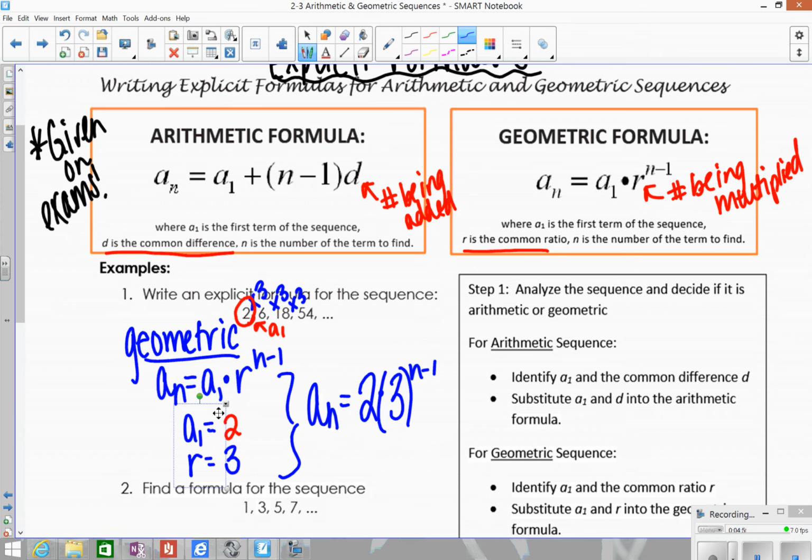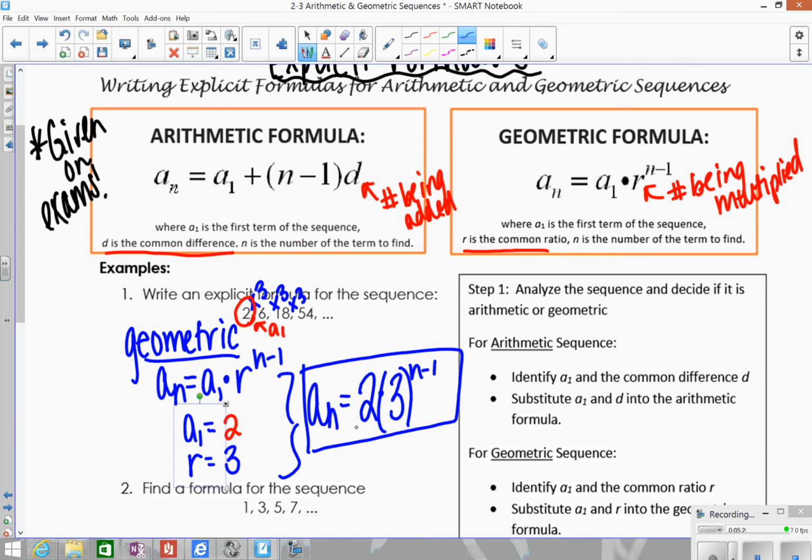So essentially all I did was plug in the 2 for a1, 3 for r, and I keep the n minus 1. And you can't simplify this any because you can't multiply 2 times 3, because the 3 belongs to the exponent and the 2 doesn't. So this is it. You just keep it just like this. The geometric sequence formulas you're going to find, you can't really simplify, so they're actually easier because you just leave them as is.